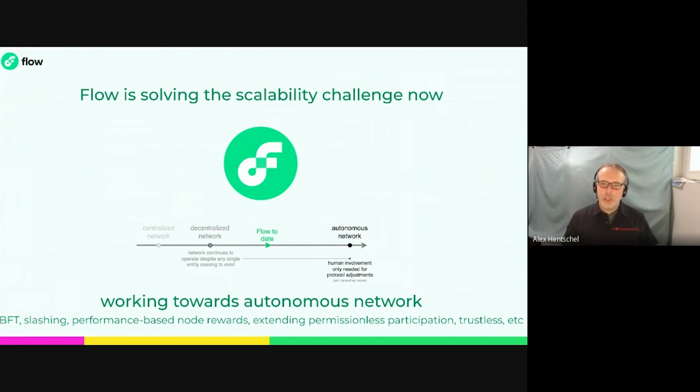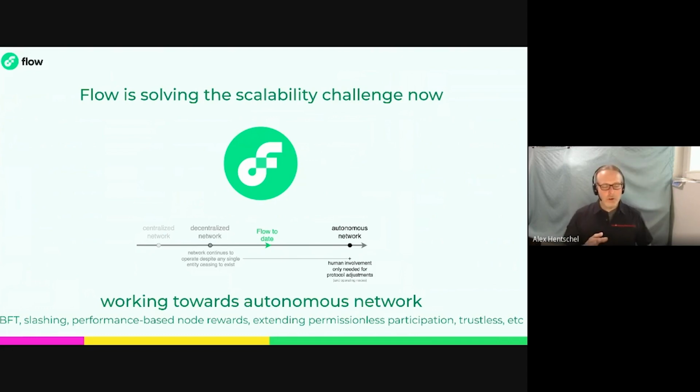Over the last few years, we've worked from a centralized network to a decentralized network, and Flow at the moment is fully decentralized, and we're working our way towards a fully autonomous network operation. That means that humans are only involved in the protocol for adjusting protocol parameters or, of course, operating the nodes. And that's the journey we're heading.